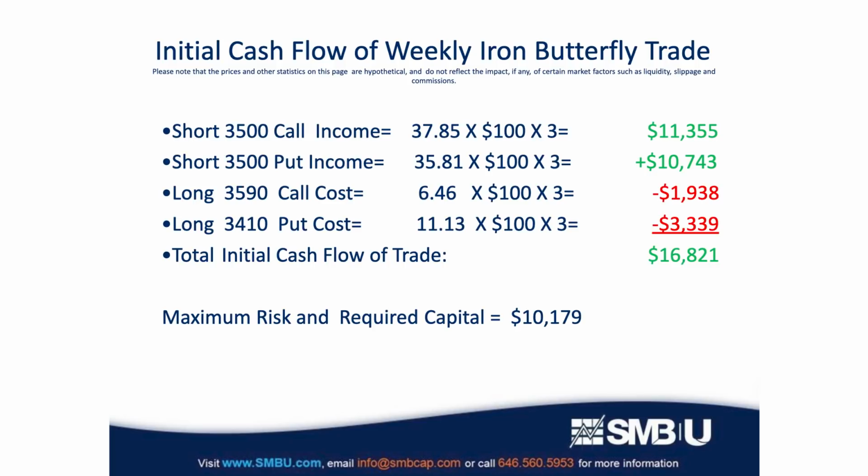So when you net it all down, we received initially $16,821 of cash inflow from entering into this iron butterfly trade. And incidentally, your broker would require you to have a little over $10,000 in your account, as this is the maximum risk of the trade.